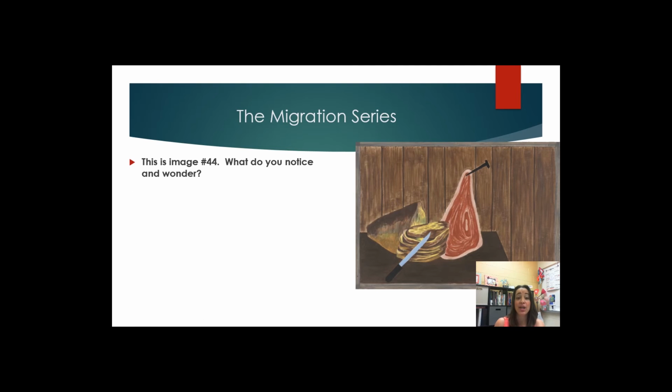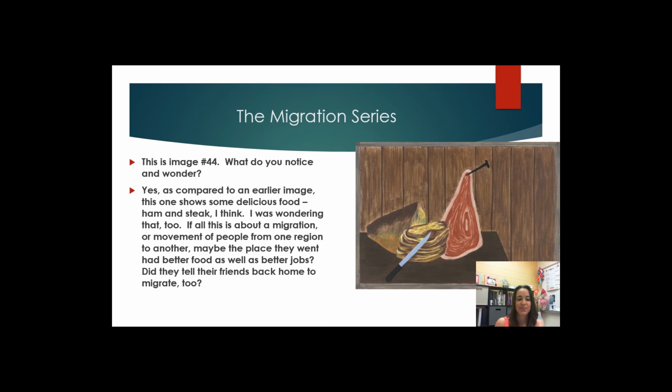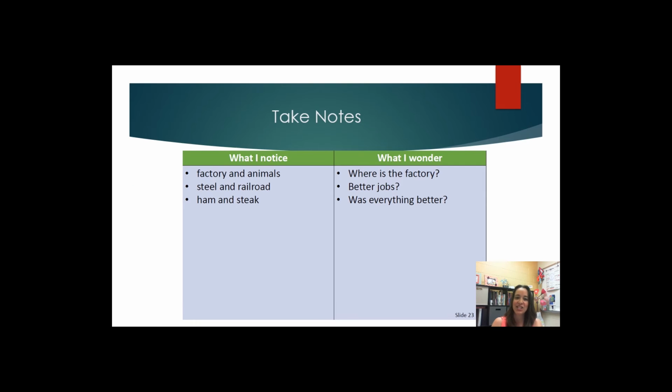This is image number 44. What do you notice and wonder? As compared to an earlier image, this one shows some delicious food, ham and steak, I think. I was wondering that too. If all this is about migration or movement of people from one region to another, maybe the place they went had better food as well as better jobs. Did they tell their friends back home to migrate too? Let's add this to our notes.